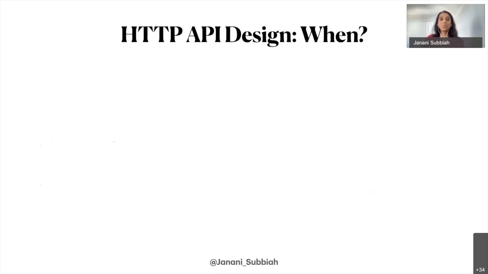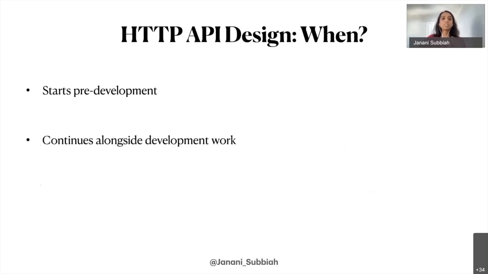So the next one is, when does it happen? Ideally, it starts pre-development, just so that you have a spec that has been promised between two parties and both the parties like it and have agreed upon it. That's ideal. And it continues alongside development. It is not very different from code itself, where you build something, you build the first draft of something, and then you receive feedback, and then it is iteratively improved starting from there.